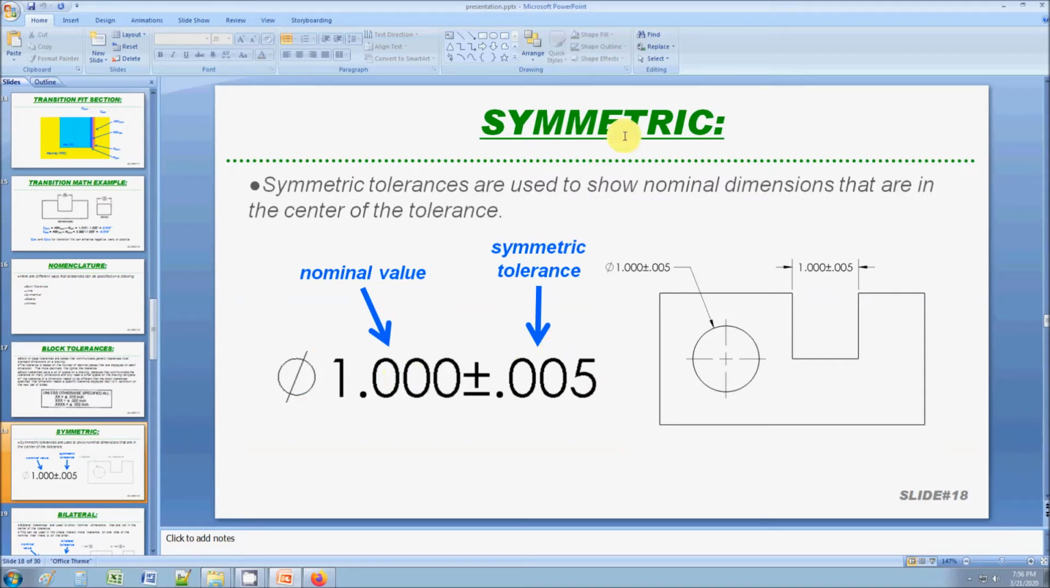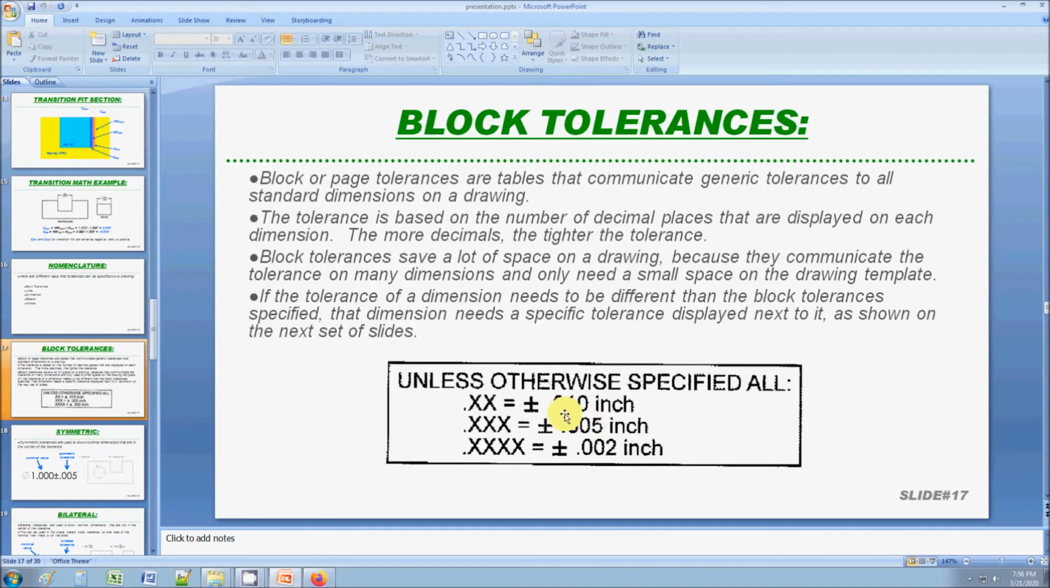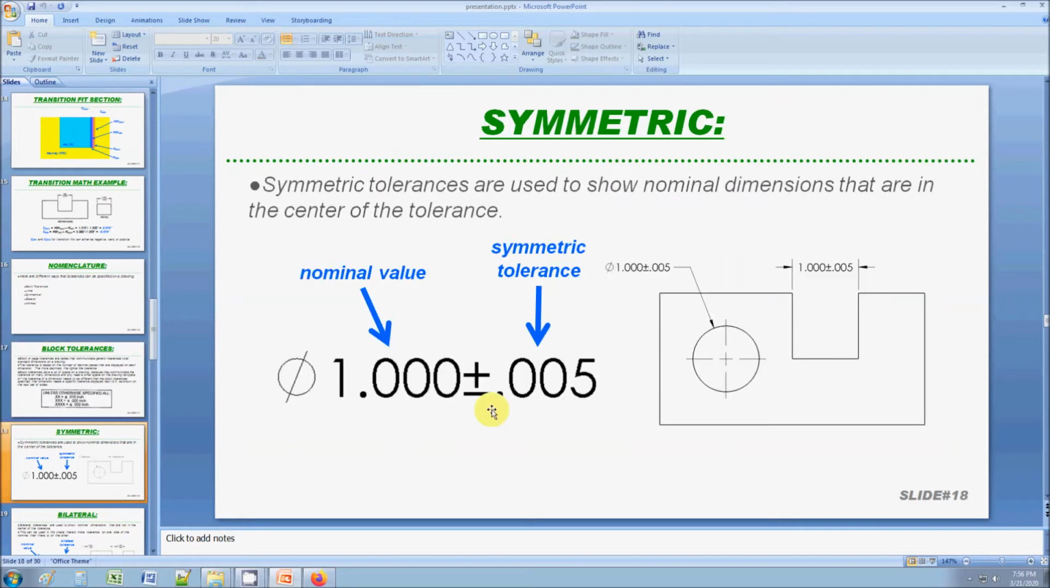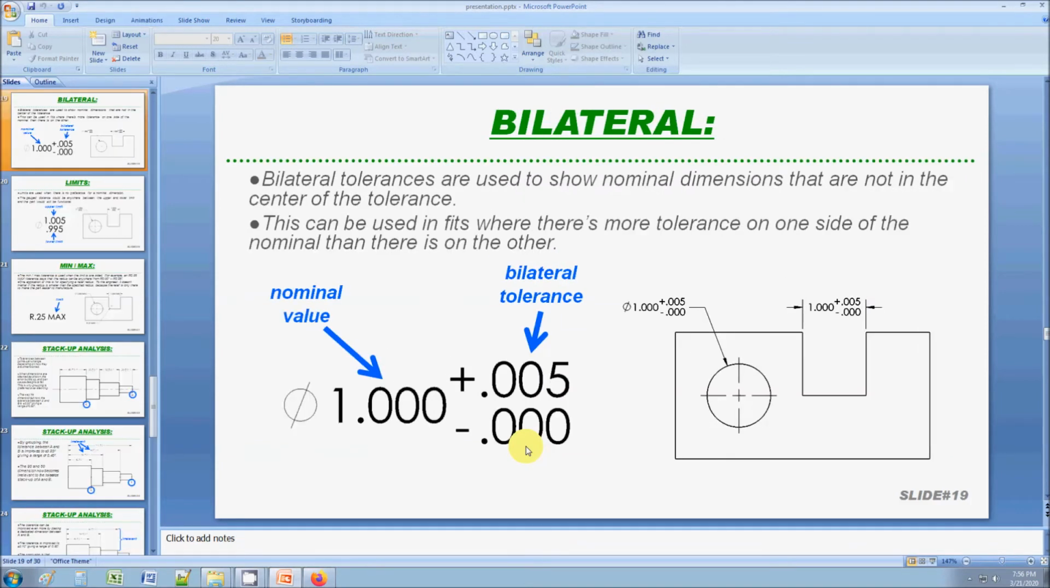One way to do that is through the symmetrical tolerance, as you can see here. Here's the nominal value, and then here's the tolerance. So I place plus or minus 0.005. Sometimes, let's say you're doing your math, you're doing your equations, and you realize the tolerance cannot be 0.01. It has to be 0.03. When that happens, you have to bypass the block tolerance and hard type the symmetric tolerance on the dimension itself. So you can do a symmetrical tolerance, or you can do a bilateral.